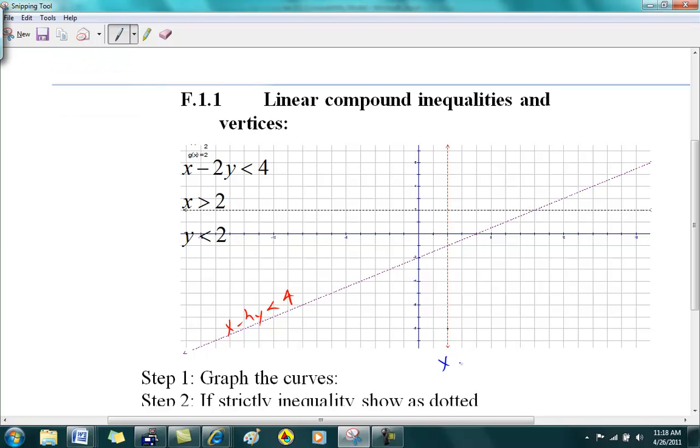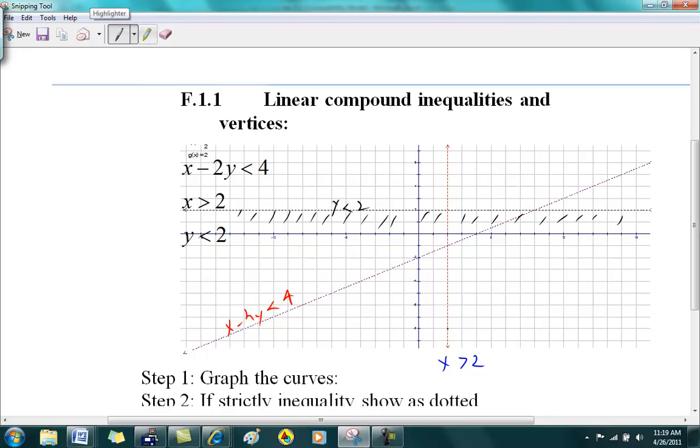So here's my line, x is greater than 2. And the last one is y is less than 2. So here's my line, y is less than 2. So if you take a look at the shadings, this is the way it's going to be. So here's my line, y is less than 2. So my shadings are going to be below that line.